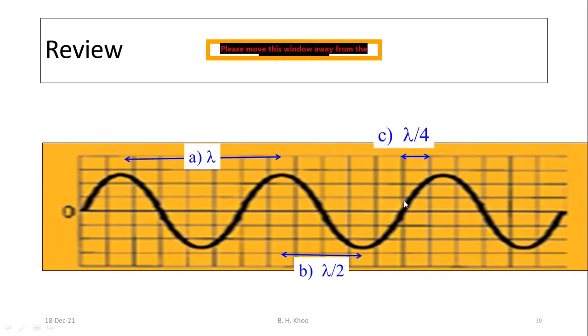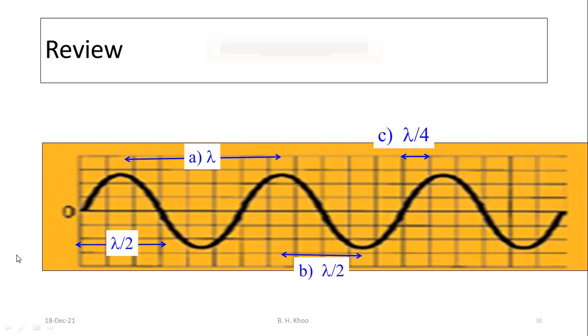Right? From a zero to a crest is a quarter. Or from a zero to a trough is also a quarter. That you must be able to recognize. Or from zero to another zero, displacement is half a wavelength. Okay, any comment? That one you must be able to recognize. If not, you will have problems. Okay, if not, let's carry on.